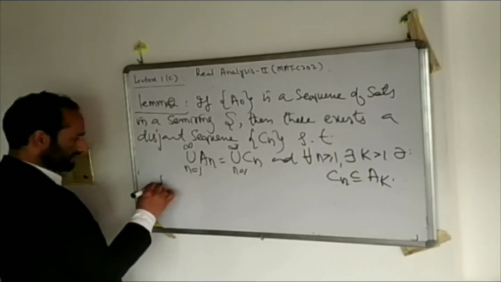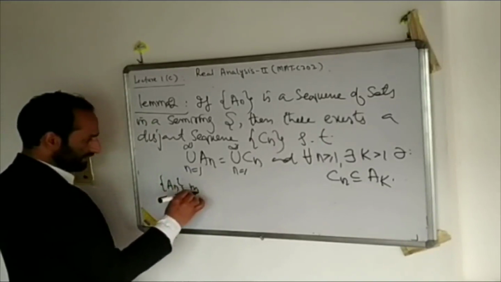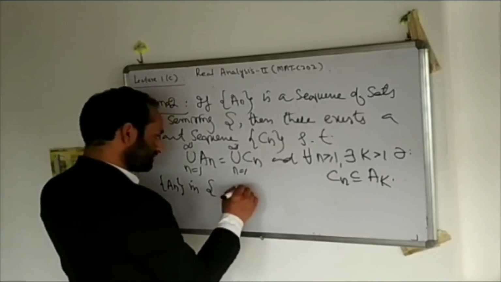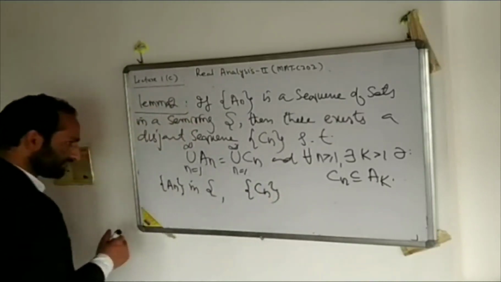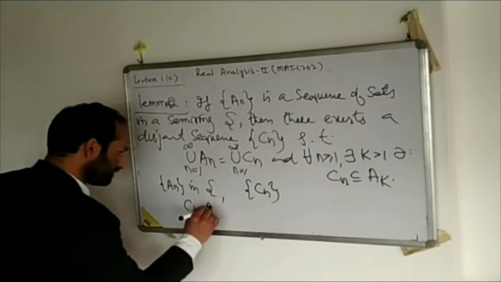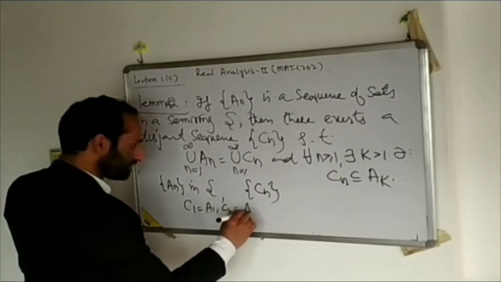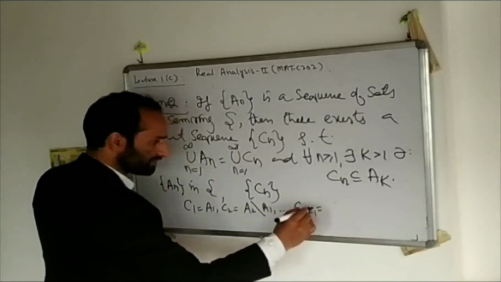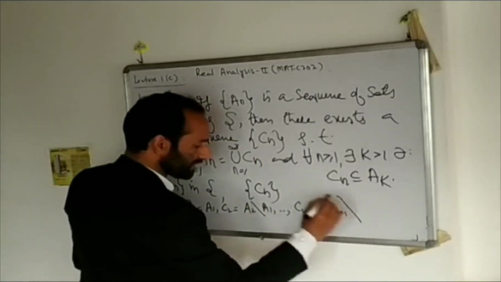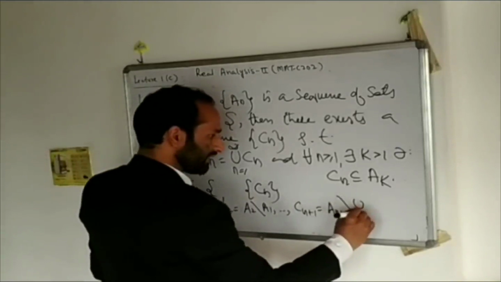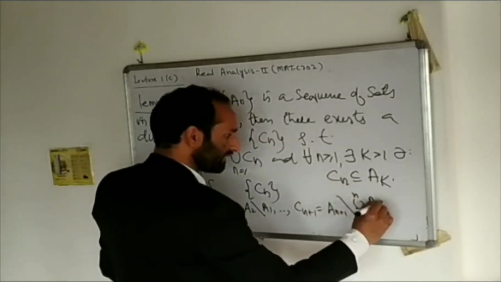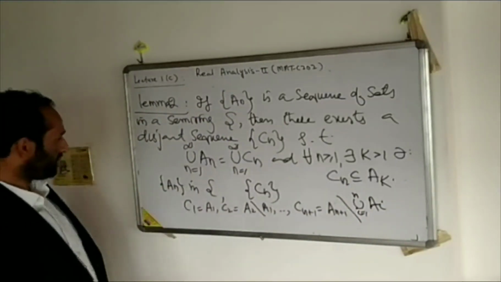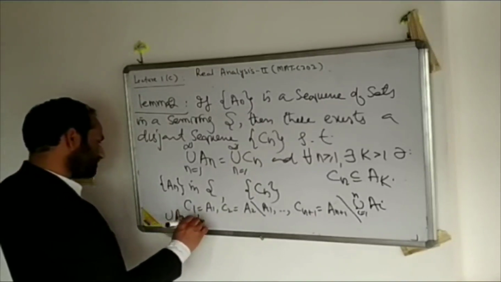Suppose we have a sequence An in S which is not disjoint. Then we define a new sequence Cn as follows. C1 equal to A1, C2 equal to A2 minus A1, and so on up to Cn plus 1 equal to An plus 1 minus the union, i runs from 1 to n, of Ai. Then this sequence Cn is pairwise disjoint, and the union of An is the same as the union of Cn.